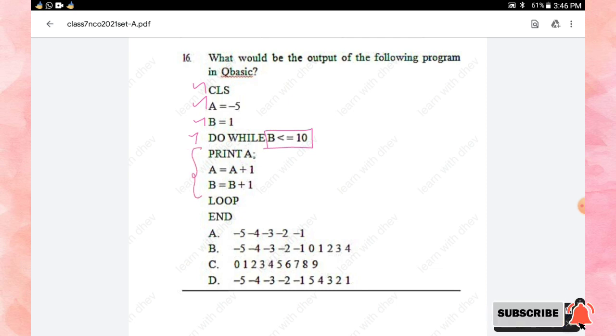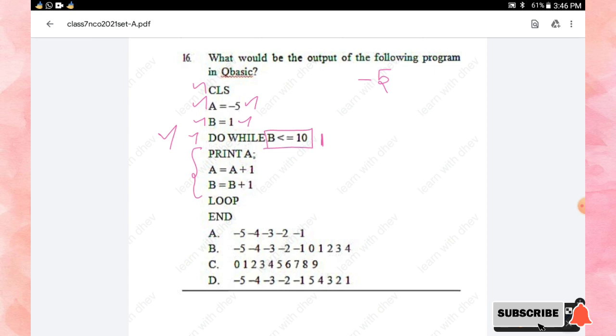These statements would execute until the do while loop condition is true. Now we'll see how it works. After initializing these variables, this do while loop gets executed. What is the condition here? B less than or equal to 10. Yes, 1 is less than or equal to 10. Then it will go inside the loop. So the loop statement would be executed, which means print A. So the value of A is -5.